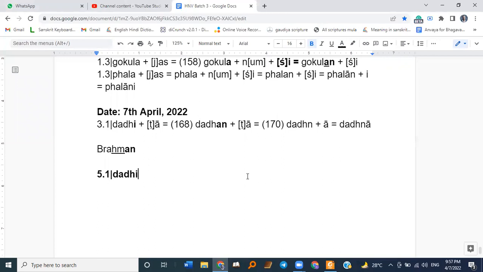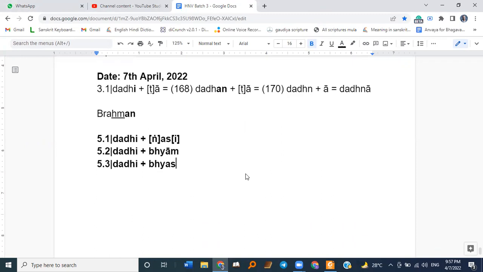So, Dadhi Yukta Nasi. Then 5-2, and then 5-3. Please do these three.